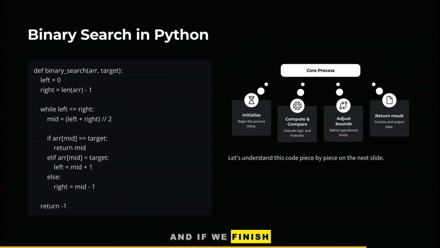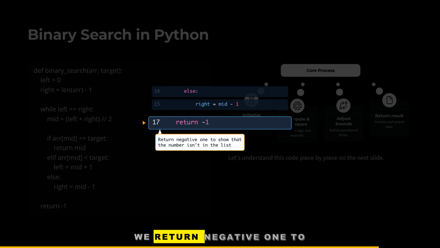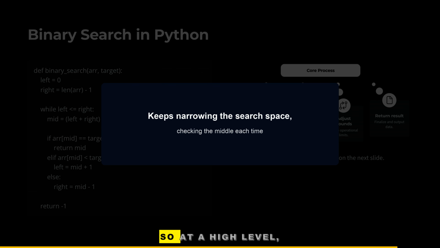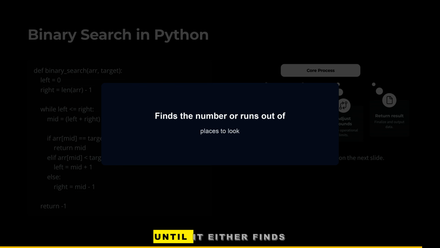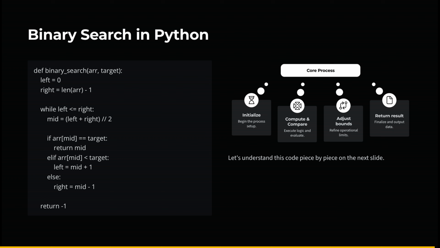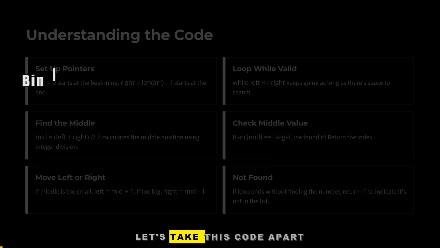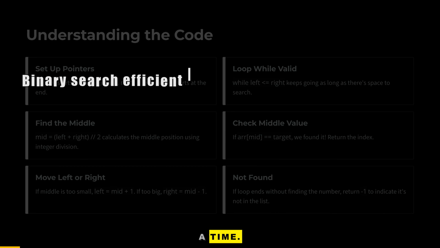And if we finish the entire loop without finding the target, we return -1 to show that the number isn't in the list. So, at a high level, this function keeps narrowing the search space, checking the middle each time, until it either finds the number or runs out of places to look. Let's take this code apart one idea at a time.